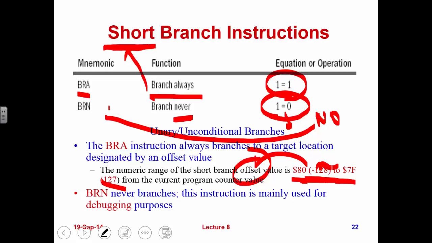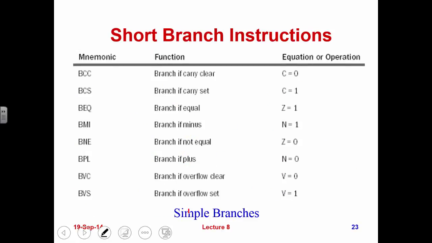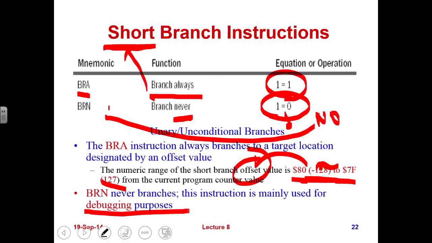Now the second one is branch never. If branch never, that means we never branch. Why do we use it? In general, this one is not commonly used in programming. It's generally used for the debugging process. Sometimes you hope to do some testing, so you use branch never. So those are the short branches, also called unary short branches.